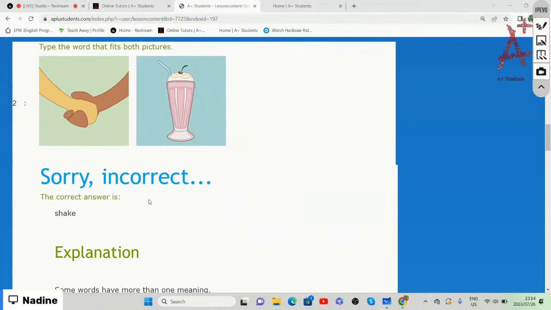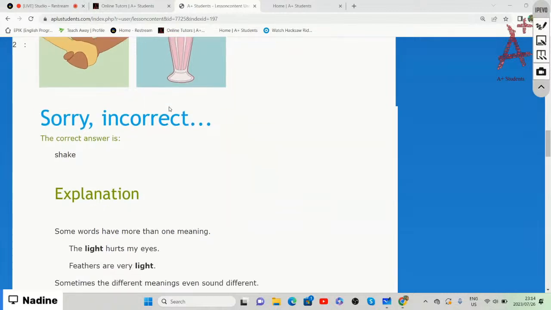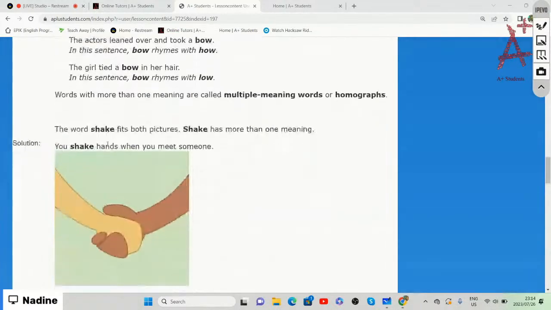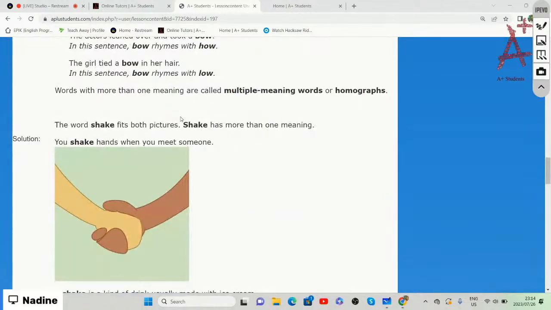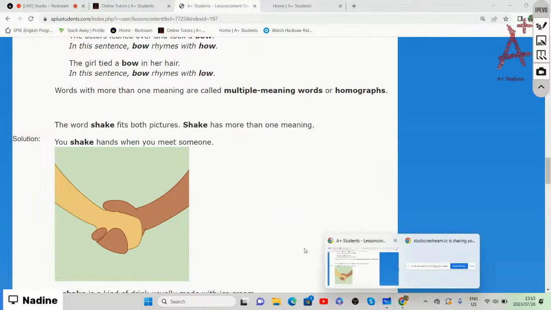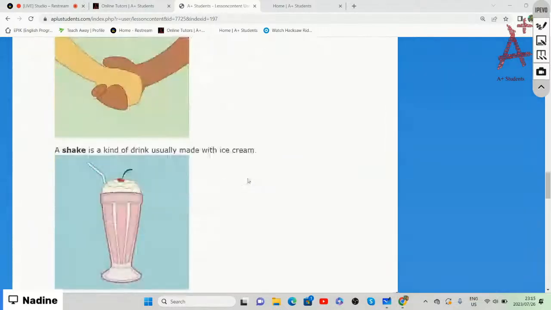However, it is one word, for example, shake, spelled the same, and it even sounds the same, right? So the word shake fits both pictures, and shake has more than one meaning. The first shake is where we are shaking hands, either meeting someone for the first time or just greeting someone. And then the other shake is a drink, where we say it's a milkshake, a kind of drink that is usually made with ice cream.